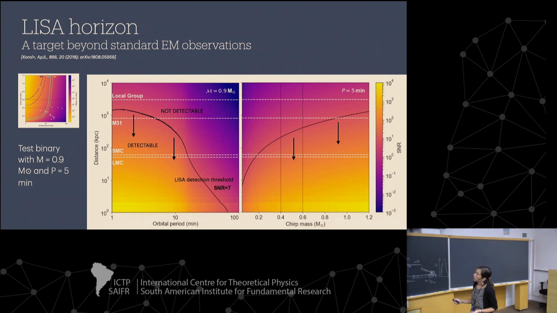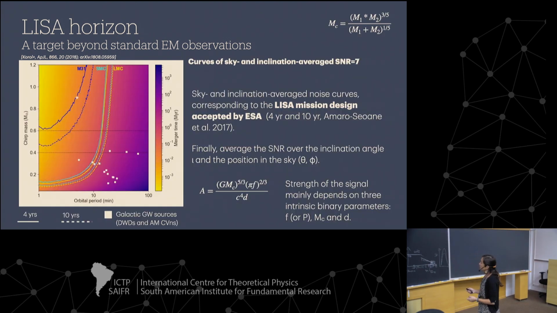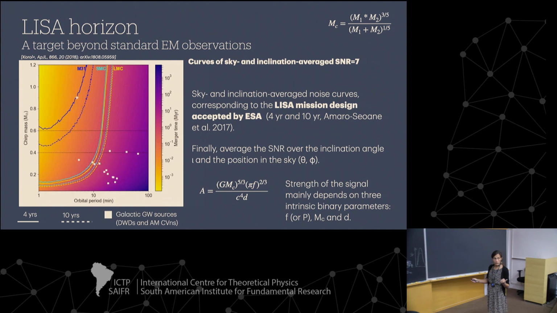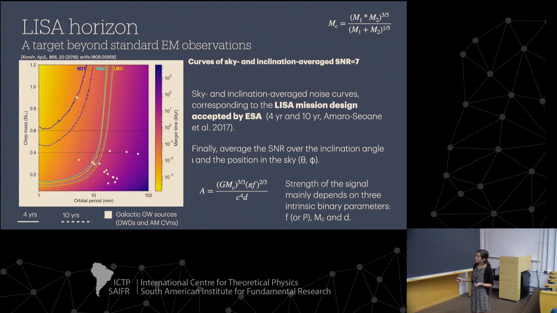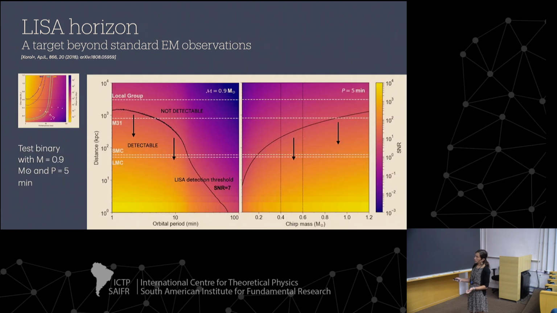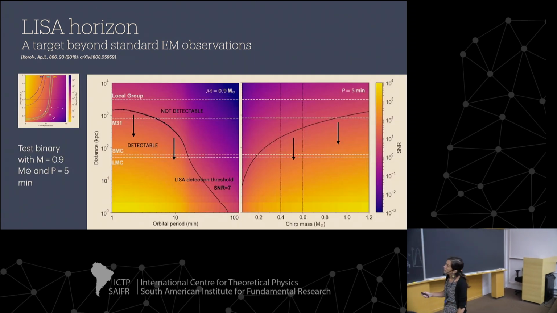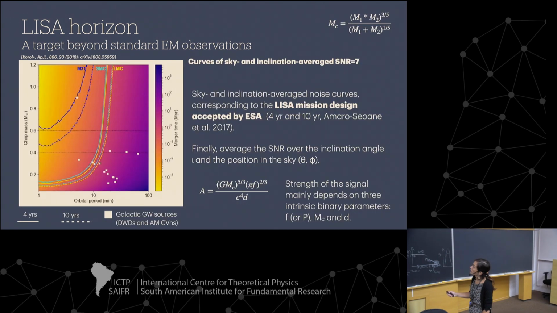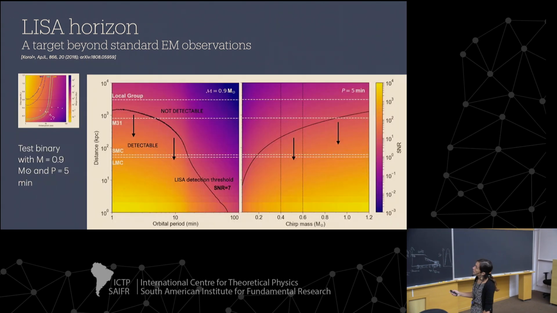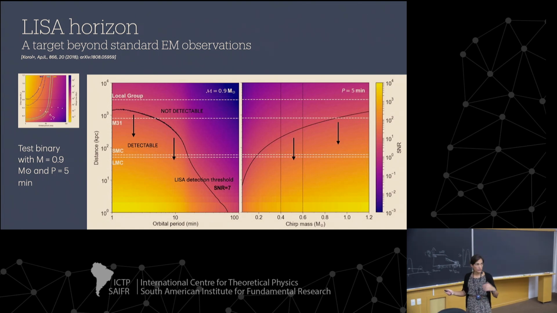Knowing this, what they did, obviously, it's everything. The signal is a function of the chirp mass of your binary, the frequency of your binary, and your distance, right? So to check whether an object could be detectable, they took the tiny star on M31, this one that you see here, which had a chirp mass of 0.9 and a period of 5 minutes. And then they observed it in the plane of distance, which is the other thing that you need to compute the amplitude of your gravitational wave signal, and the orbital period.